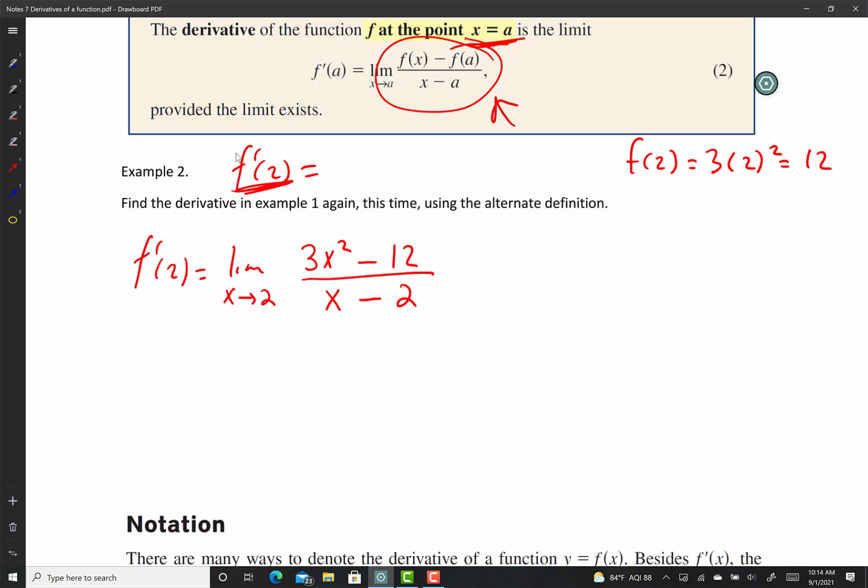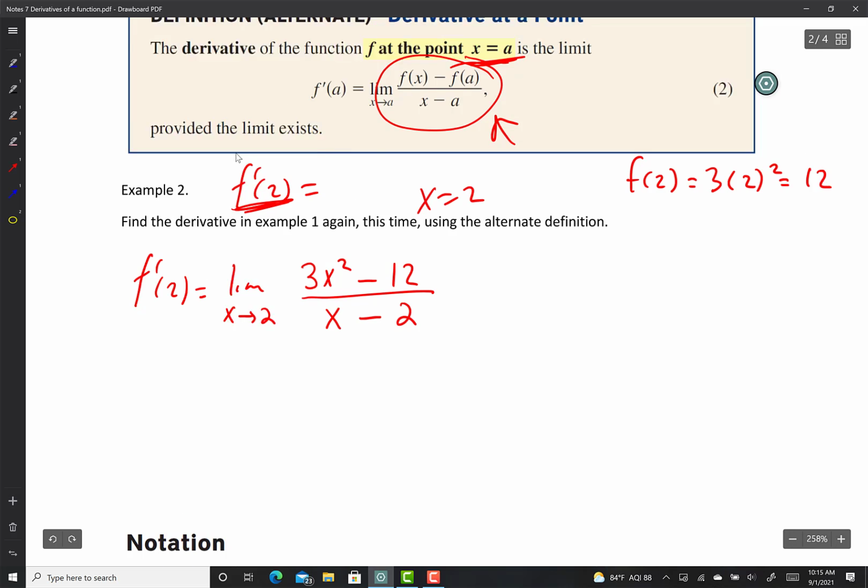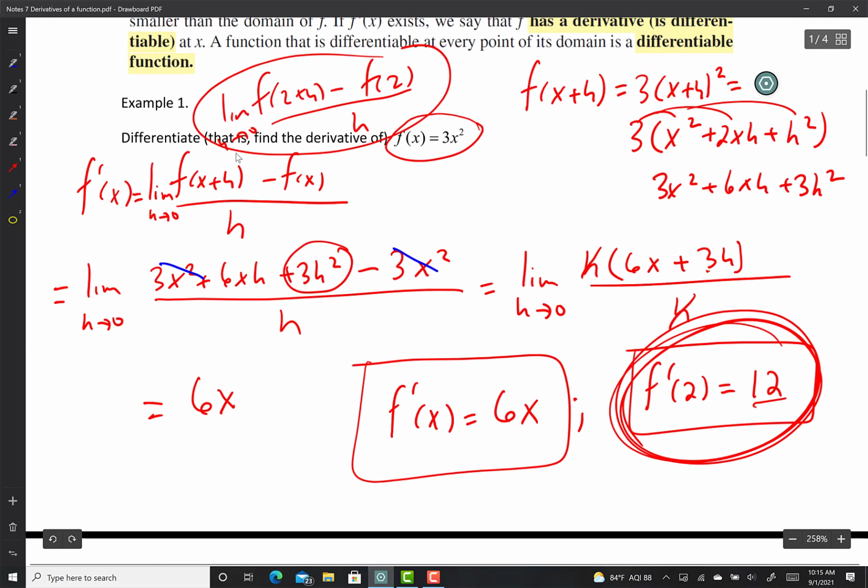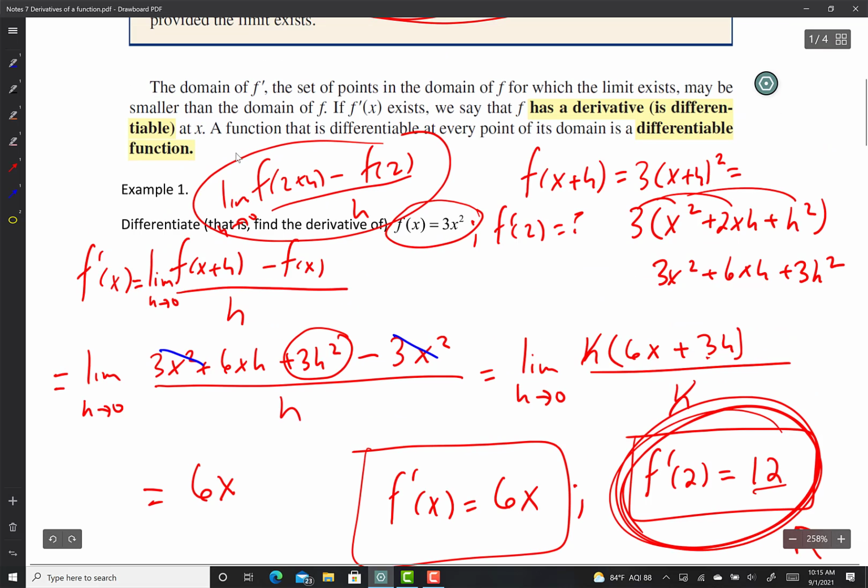Is everyone okay? So you plugged the 2 back into the original equation? Yeah, f of a, I just plugged in a 2. Maybe there's confusion because I didn't type out this example properly. I'm using my alternate definition at x equals 2, and maybe I should have told this question also to find f prime of 2 as well. So next time I'll edit the notes better.